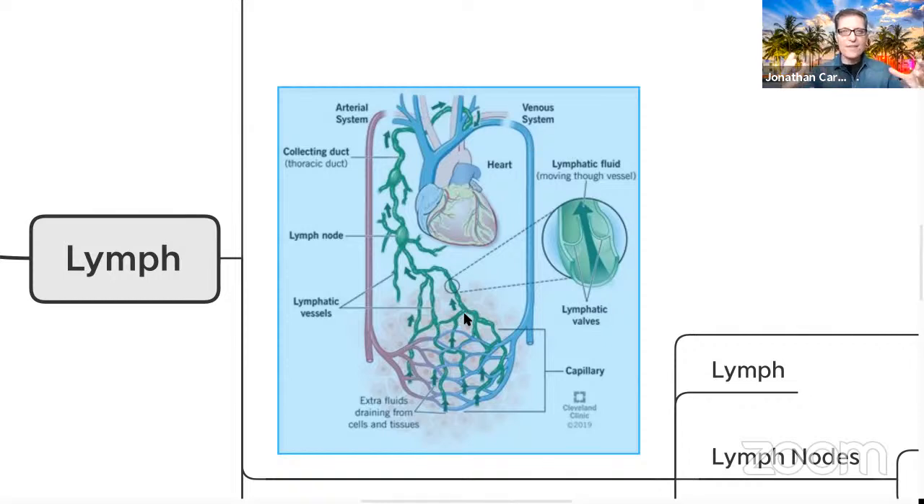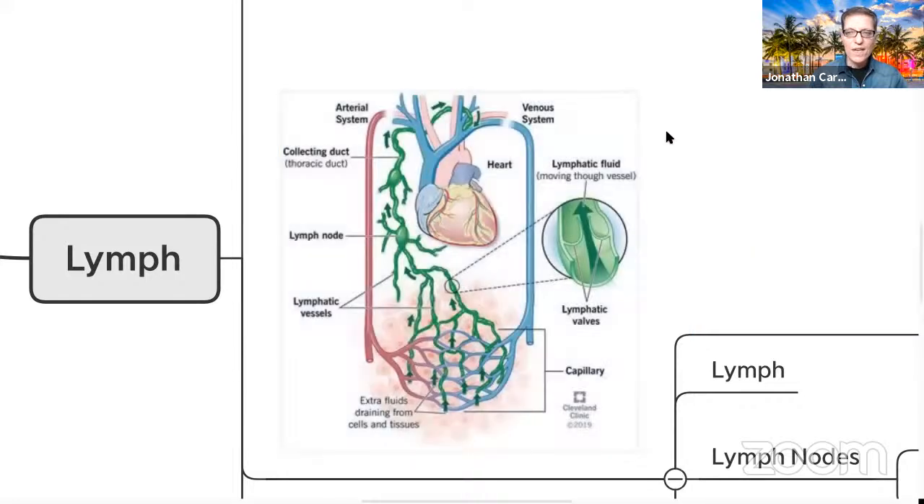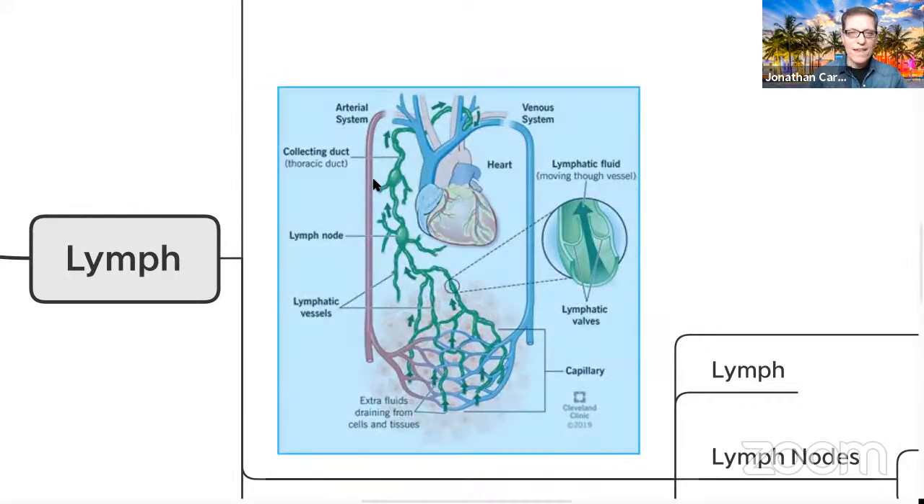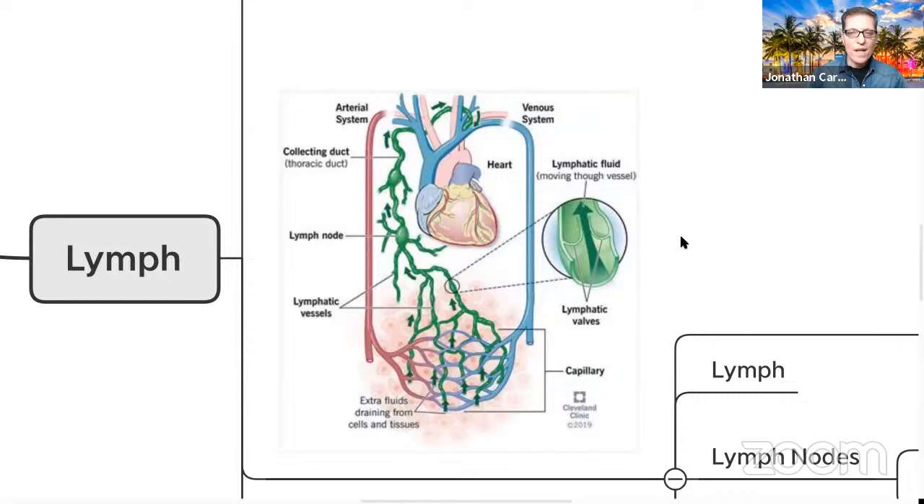After it bathes the blood vessels, it gets collected into the lymph vessels, which drain like we showed here, and end up under your clavicle. If you think about your clavicle here, it gets dumped into the veins and back into the system.